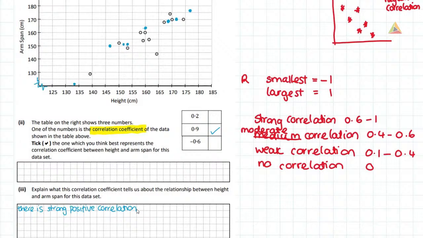But we also want to be specific. So in this case, we're looking at a relationship between height and arm span. So what this tells me is that the bigger we go across here with height, the bigger we tend to go here with arm span. And that's what we're going to write. So we're going to say the bigger the height, the bigger the arm span tends to be.